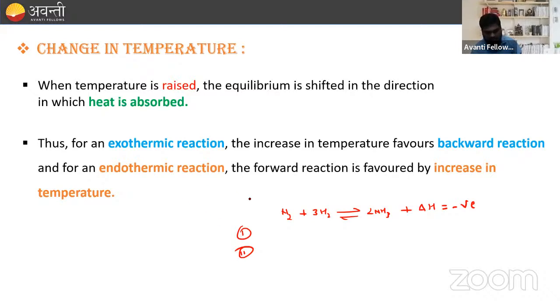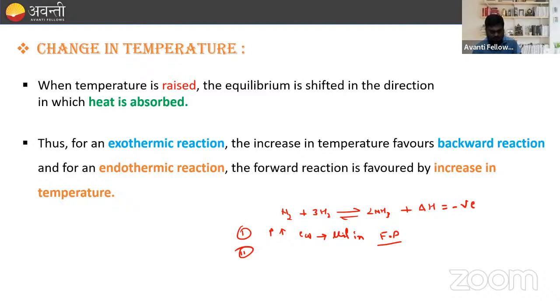Look, here the number of moles on the reactant side is 1 + 3, which is 4, and on the product side only 2. So the number of moles on the reactant side is more. So if we increase the pressure, the equilibrium will shift in the direction where the pressure is low, that is, in the forward direction. Right? So if you increase the pressure, equilibrium will shift in the forward direction because the number of moles there is less, and this is the desired product.